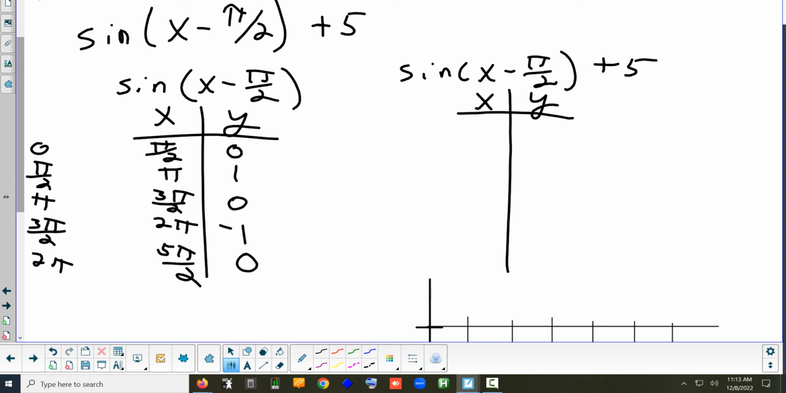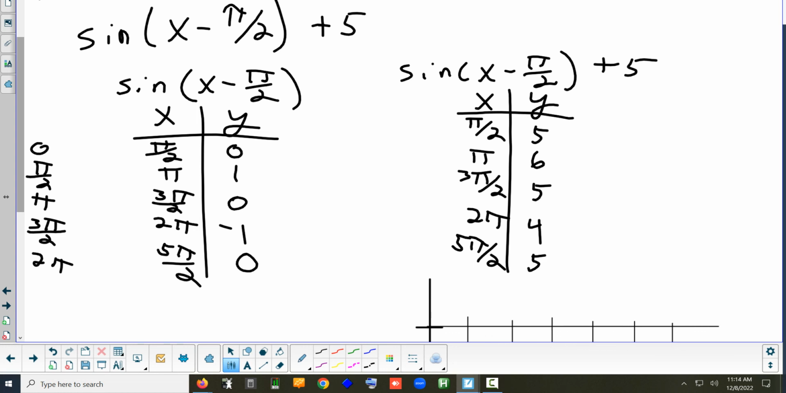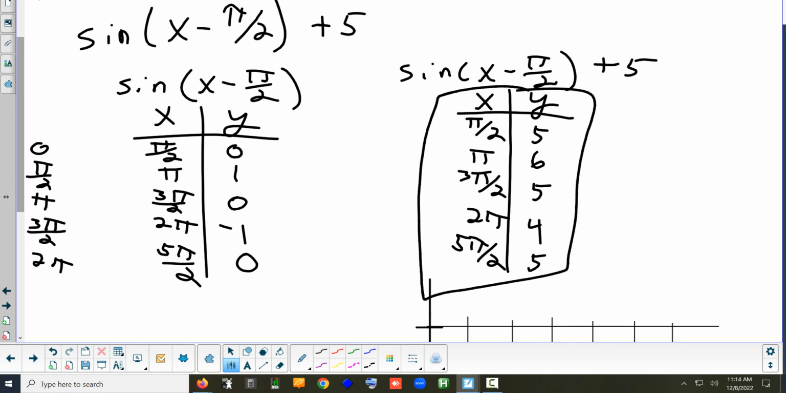So we're going to have pi over 2, pi, 3 pi over 2, 2 pi, 5 pi over 2. Now let's add 5. What do I get for y values if I add 5? 6, 5, 4, 5. Yep. And that's how you could do the problem, breaking it down into individual steps. Again, the only thing I'm going to look for on the test is the final answer, the final table.